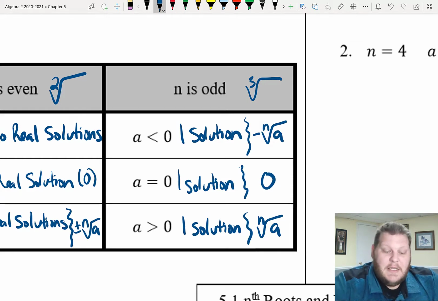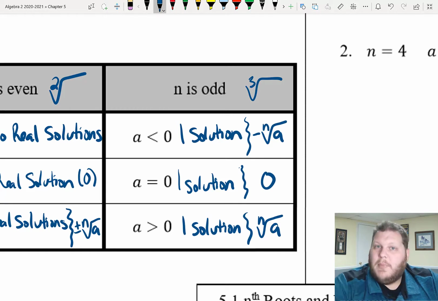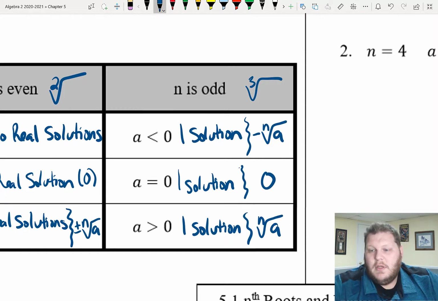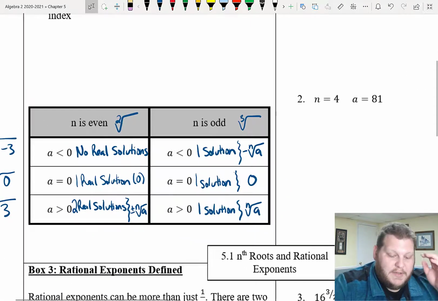So that's the nice thing about odd exponents or odd roots: no matter what, you're always going to have exactly one solution, and the sign underneath that radical should be the same sign as your answer. If I'm taking the cube root or an odd root of a negative number, you'll get exactly one negative number for your solution. If I have the cube root of a positive number, you'll get exactly one positive number for your solution. So that is our roots. That's how we handle our different roots.